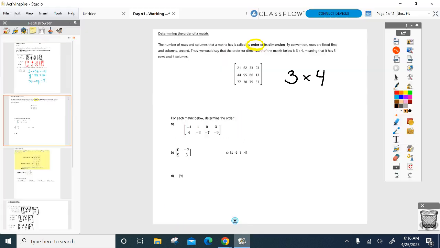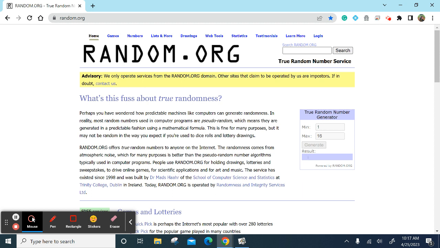How big is this one? 2 by 4. There you go, 2 by 4. 2 rows, 4 columns. Good. Are we good? All right, what about matrix B? What's the size of that one?